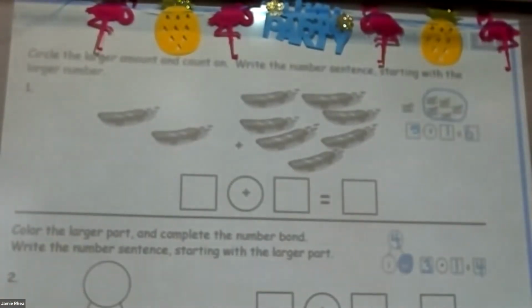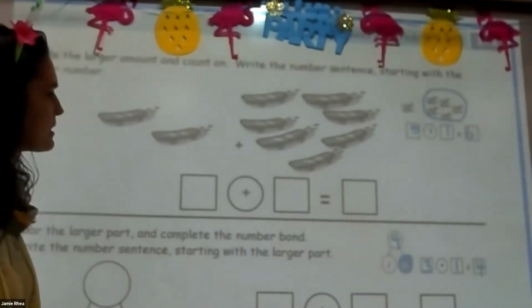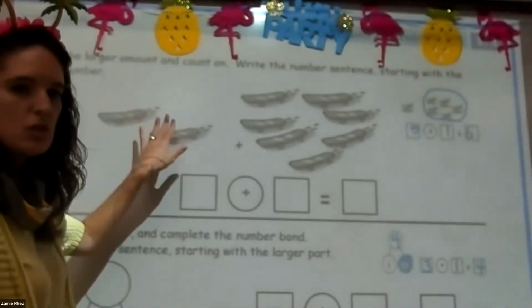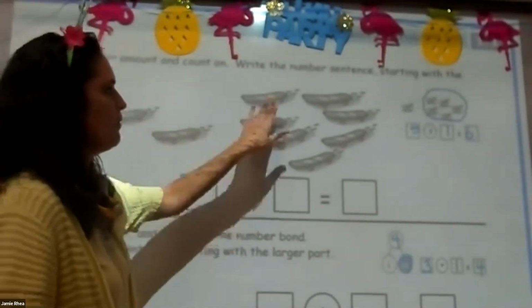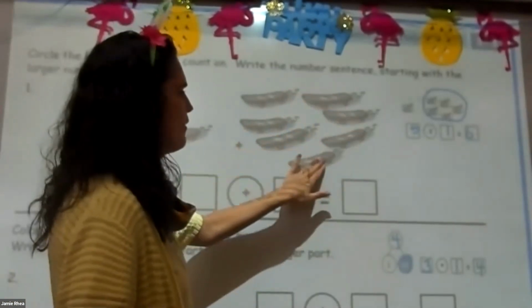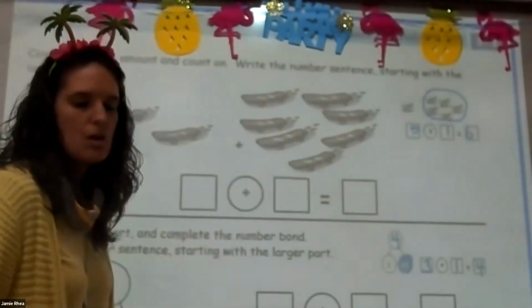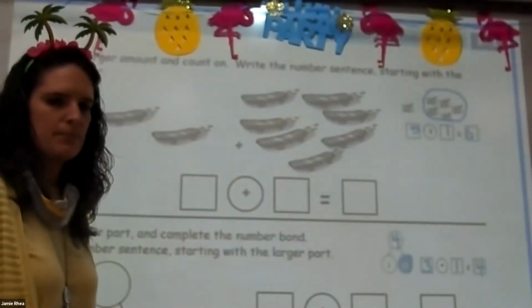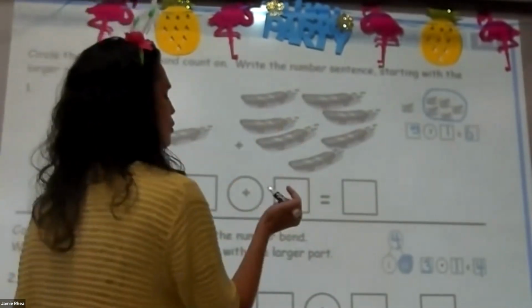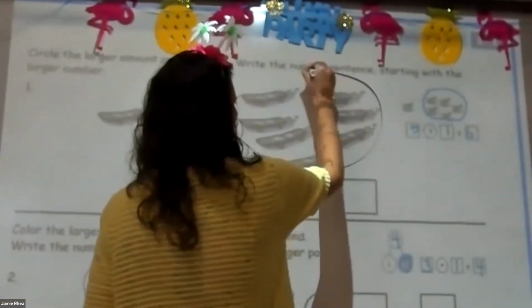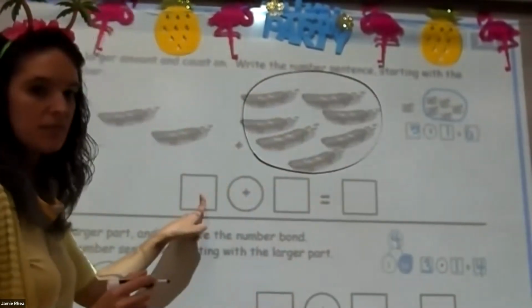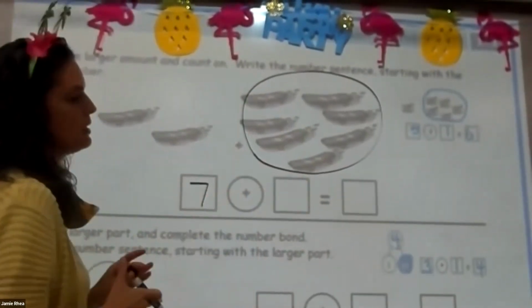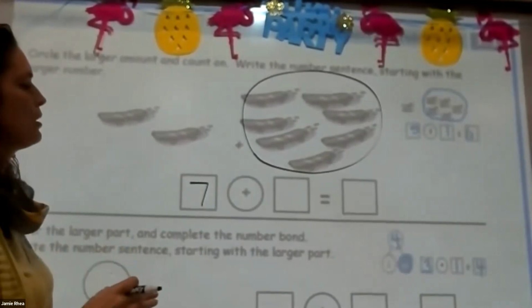Circle the larger amount and count on. Write the number sentence starting with the larger number. So let's look at my skateboards. I have 1, 2 skateboards here, and I have 1, 2, 3, 4, 5, 6, 7 skateboards over here. So which one is larger, 2 or 7? 7. So I'm going to circle my 7. And I'm going to put 7 first because that's what the directions ask me to do. Write the number sentence starting with the larger number.